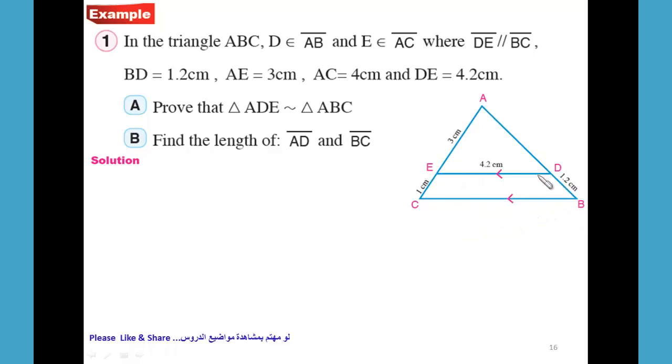Then measure of angle ADE equals the measure of angle B, because they are in corresponding position, and DE is parallel to BC. Also, since DE is parallel to BC, then measure of angle AED equals the measure of angle C. Then the two triangles ADE and ABC are similar.